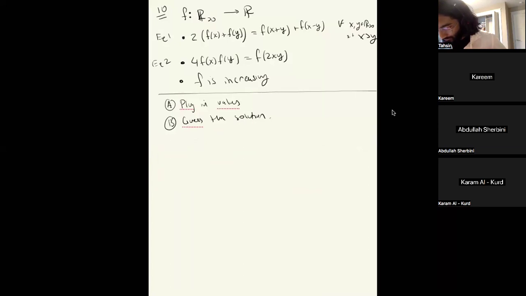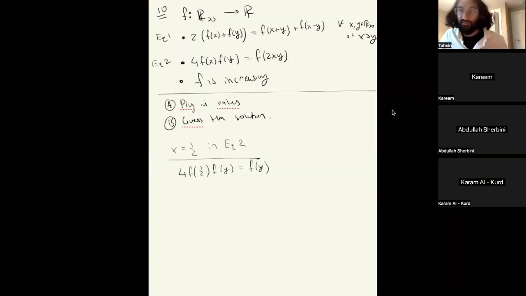In the second equation, we can use x equals y equals 1, maybe. Oh, no, never mind. Well, how about x equals 1/2 in the second equation? Great. The point there was that we want this 2x to be equal to 1, right? So x equals 1/2 in equation 2. And then we'll get 4 times f of 1/2 times f of y equals f of y. So that's very useful.